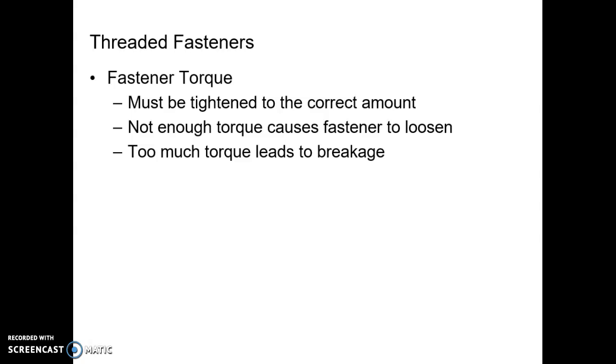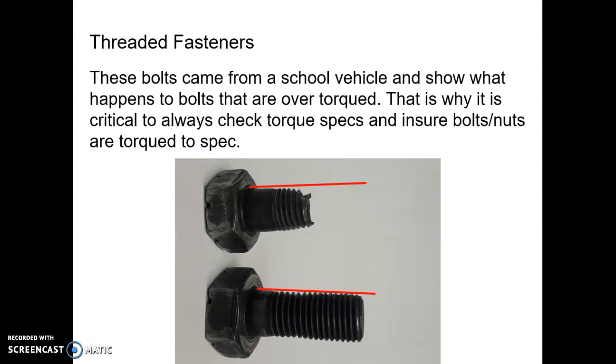Most fasteners on automobiles must be tightened to a specific correct amount. Not enough torque causes fasteners to loosen. Too much torque can lead to breakage. This is an example of 2 bolts. These bolts came from a school vehicle and show what happens to bolts that are over torqued. That's why it's critical to always check torque specs and ensure bolts or nuts are torqued to specification.